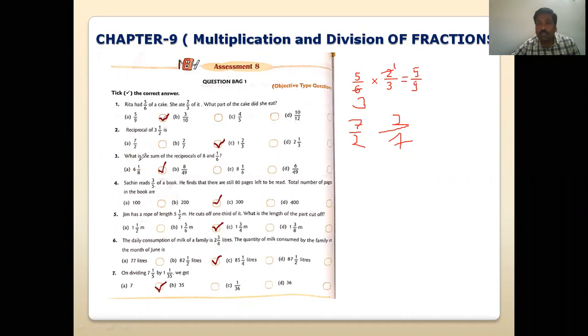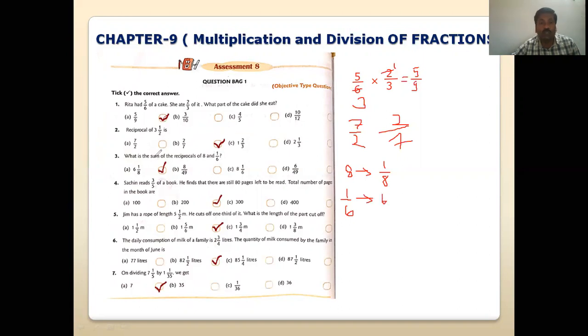And now question number 3. What is the sum of the reciprocal of 8 and 1 by 6? Firstly, we will find the reciprocal of 8. What is the reciprocal of 8? The reciprocal of 8 is 1 by 8. And what is the reciprocal of 1 by 6? Okay boys, the reciprocal of 1 by 6 will be 6.